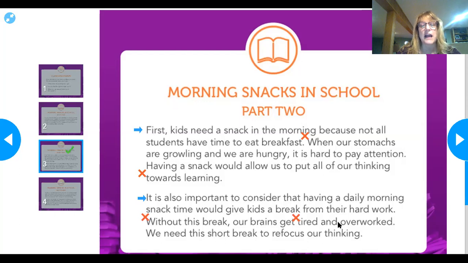Our brains are tired, they're overworked. We need a short break to refocus our thinking. So when you look, the first sentence was the reason, and then the explanation or the details about that come after that. And now we're on to our last slide.